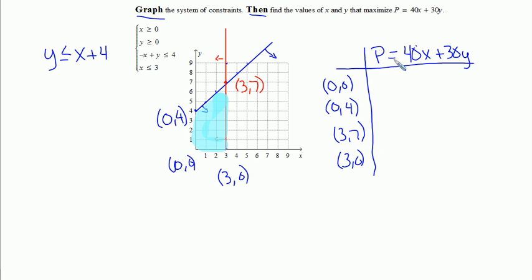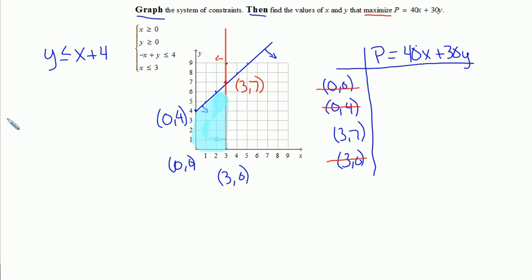Notice that I'm putting it into a function where everything's positive. So 4 being bigger than 0 and the 0 is tied, I'd get a larger value from 0, 4 than I would from 0, 0. 7 is bigger than 4 and 3 is bigger than 0, so I'd get a larger value from 3, 7. The 3's are the same and 7's larger than 0, so I'm going to get a larger value from 3, 7. Again, I was asked to maximize, that's why I'm looking for larger values.